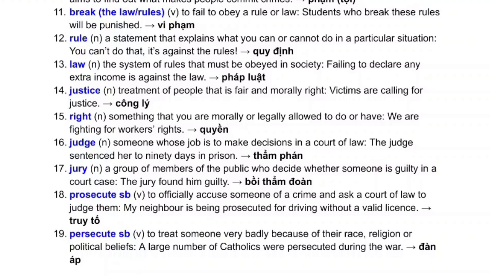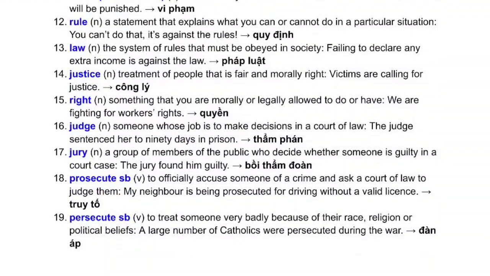18. Prosecute somebody. It means to officially accuse someone of a crime and ask a court of law to judge them. Example, my neighbor is being prosecuted for driving without a valid license.